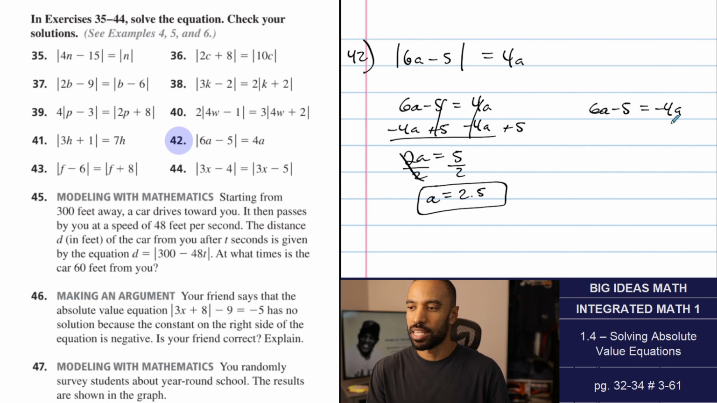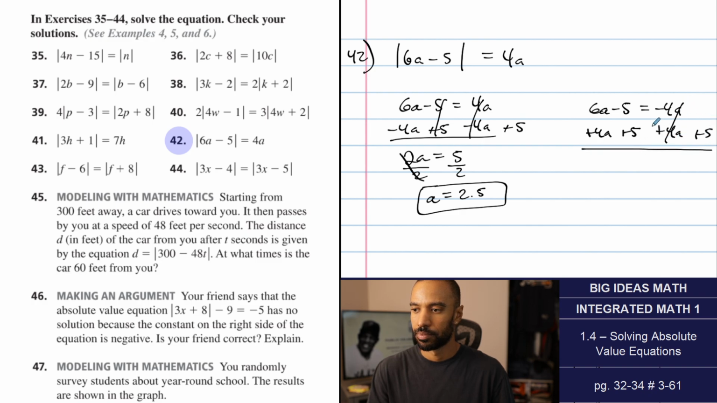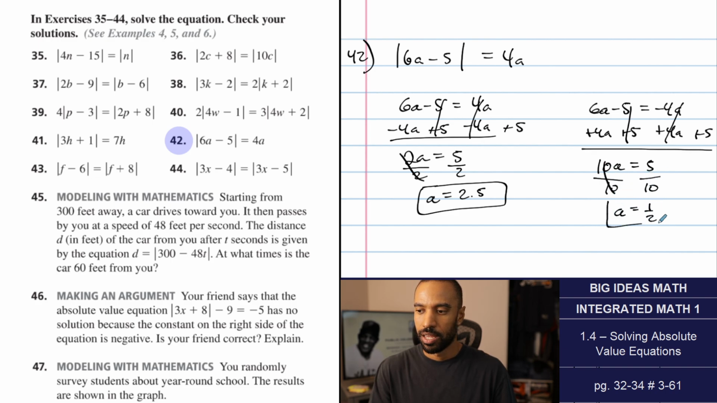With this next set here, again, add 4a to both sides and add 5 over here. And here we're going to get 10a equals 5 and divide both sides by 10. And here we're going to get a equals 1/2. 0.5 is the other version of that. Let's check on these just to be sure. Again, this one should be fine because this is just the same thing if you plugged it in. All's good there. Let's make sure this is good.